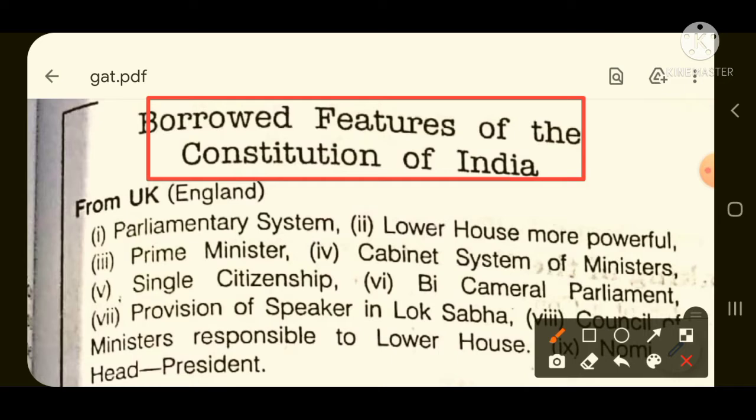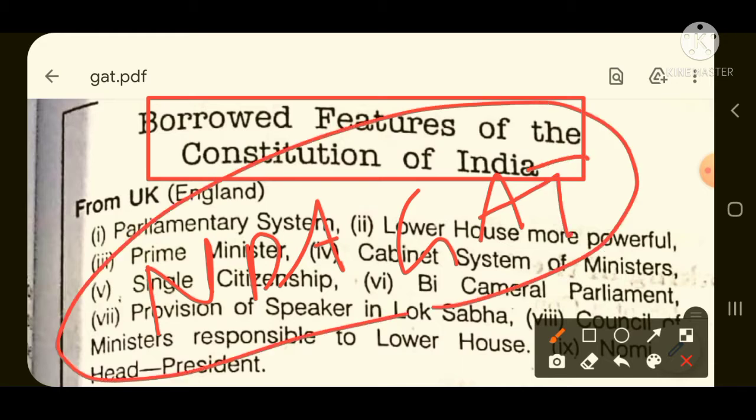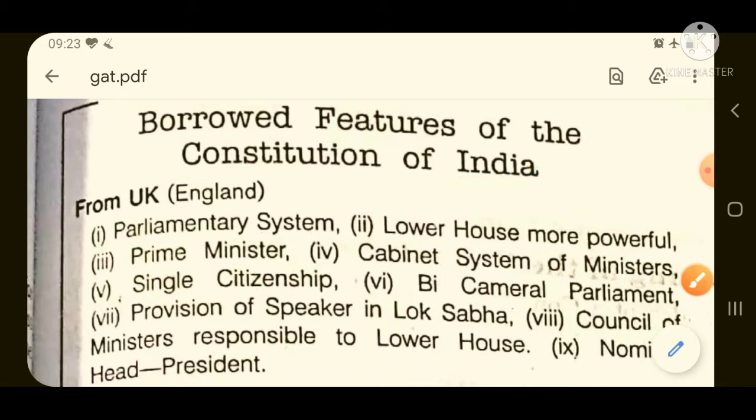We have created a new playlist called NDA GAT Preparation. In that I covered most of the topics of geography which are important from the examination point of view. In future also, different topics from geography, history, polity, science and mathematics will be covered till your exam comes.